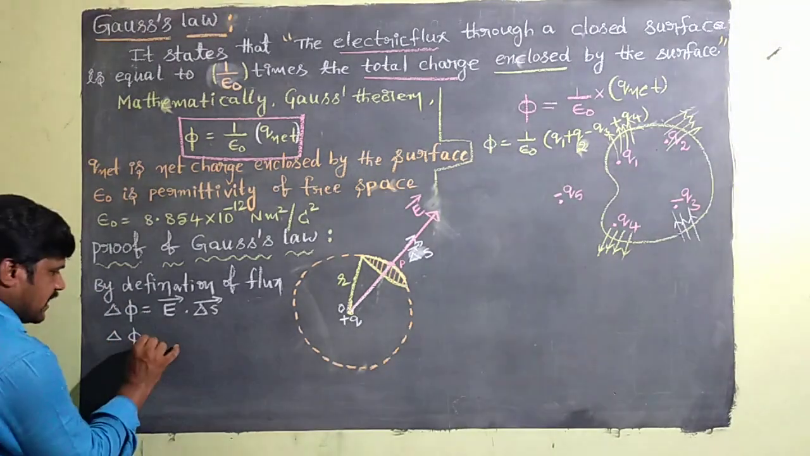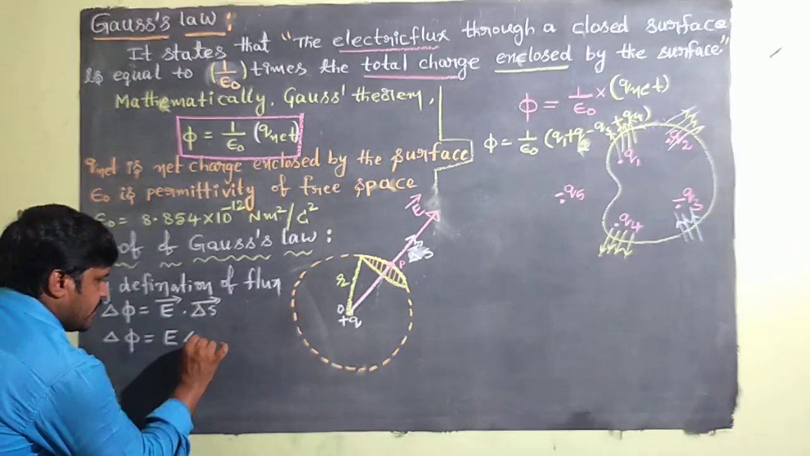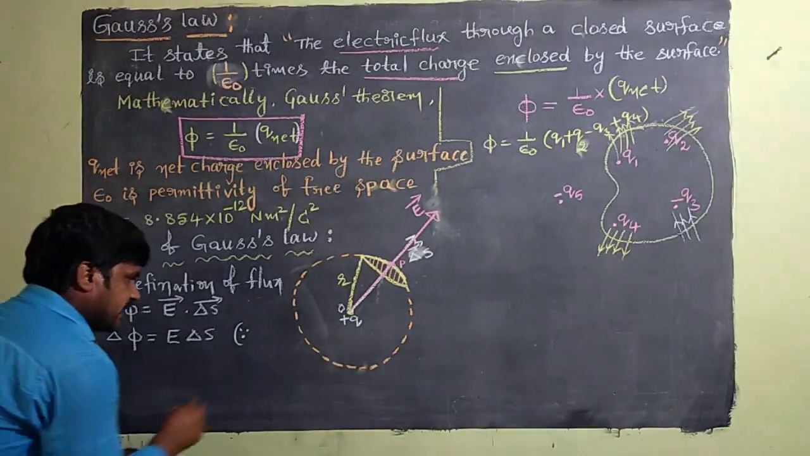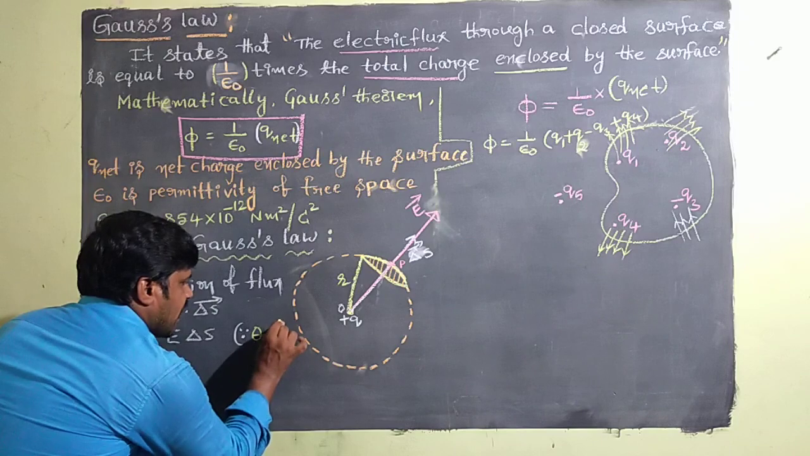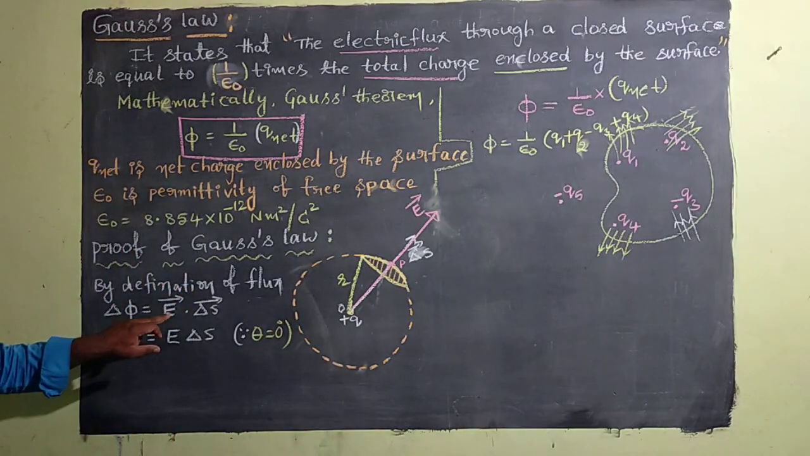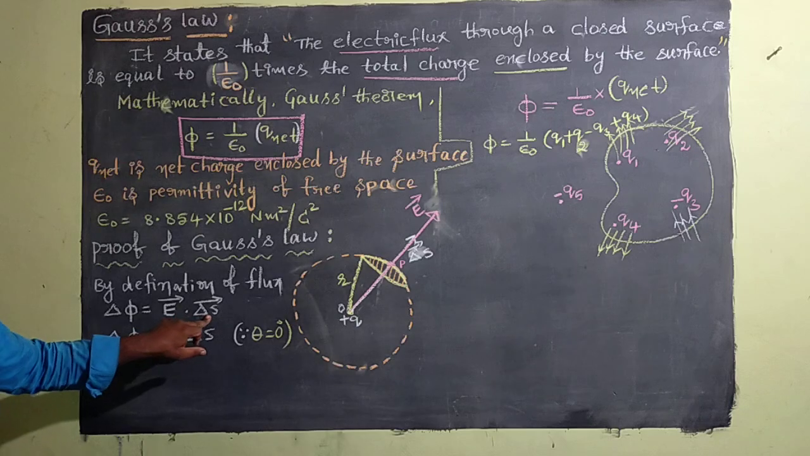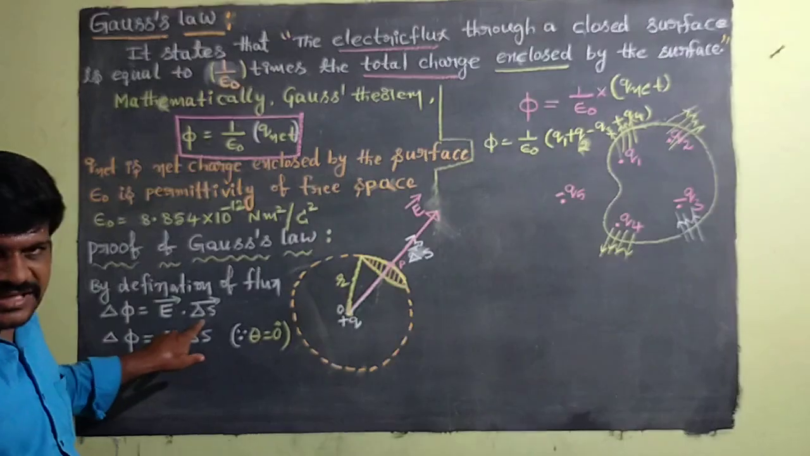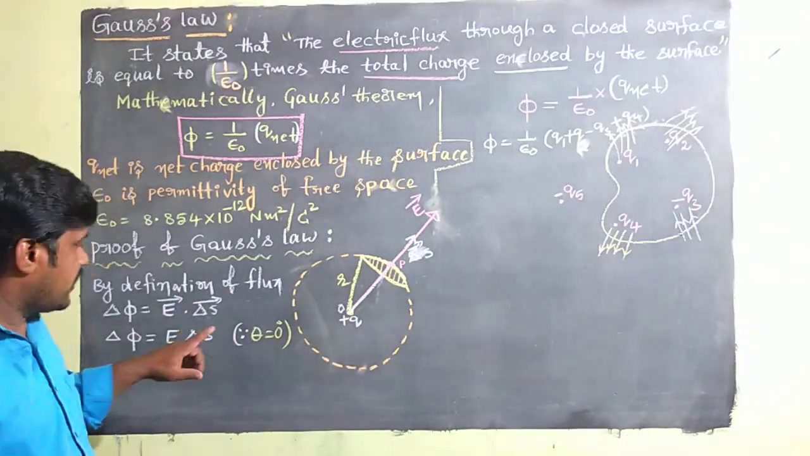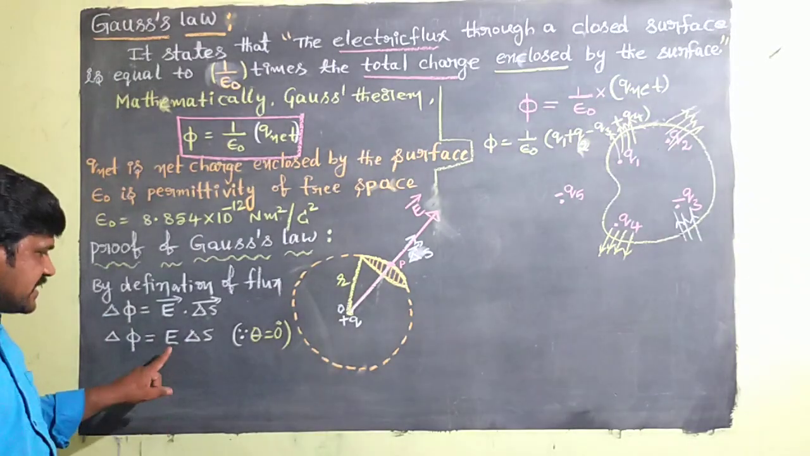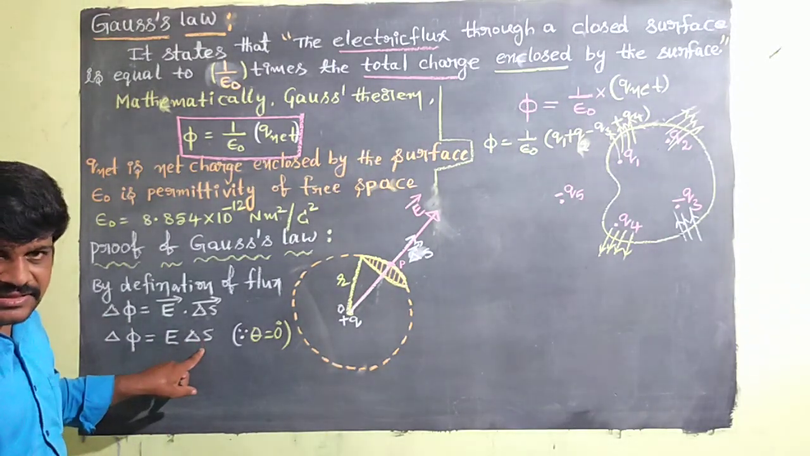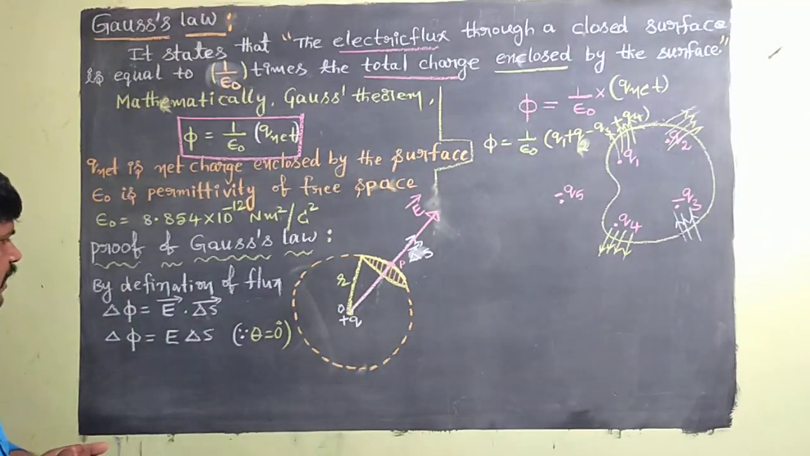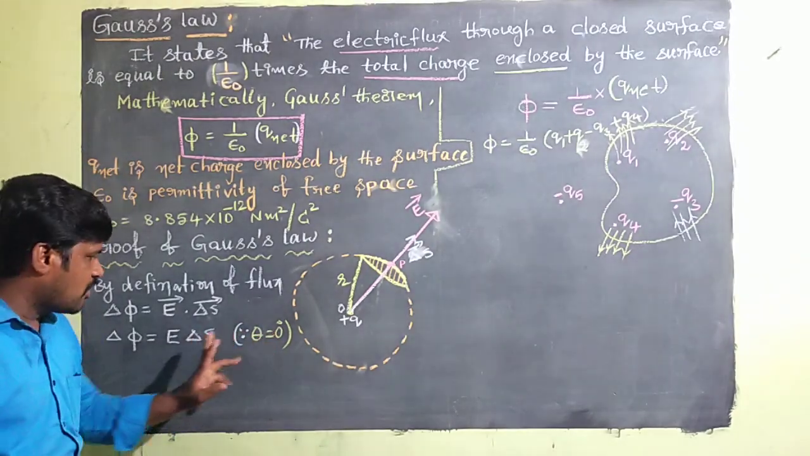Small flux delta phi is equal to E into delta S, since theta is equal to 0. Actually, E bar dot delta S bar is E delta S cos theta. Dot product means cos theta, cross product means sin theta. E is the electric field, delta S is the area. Cos 0 degree is 1, so we get it like this.